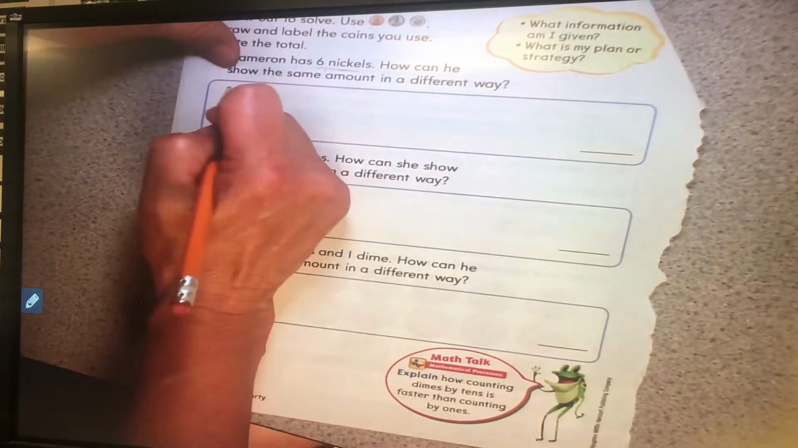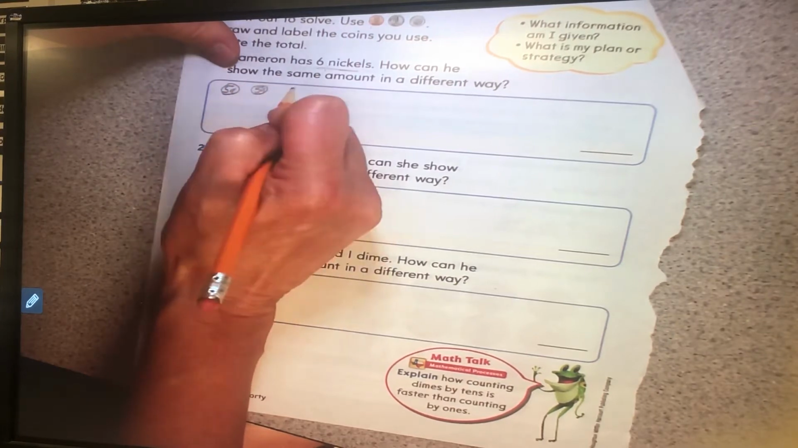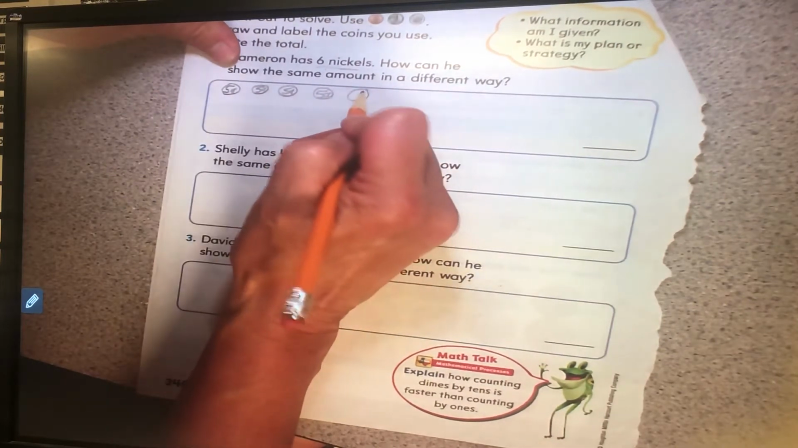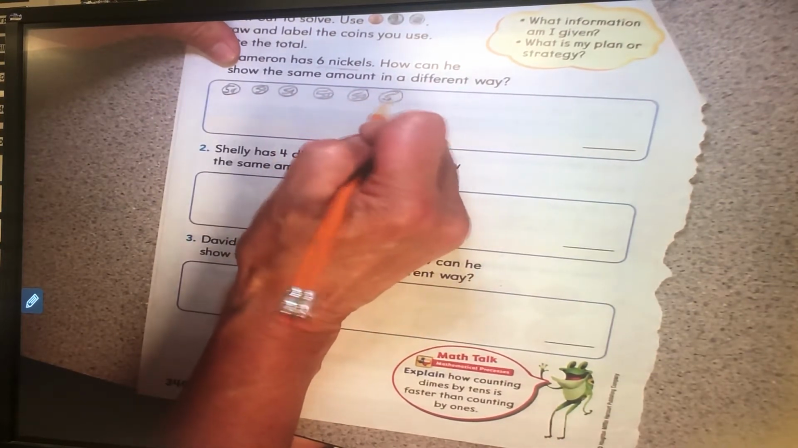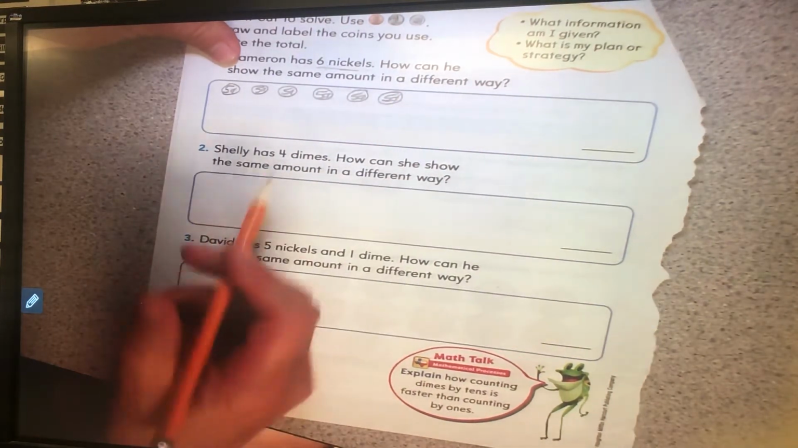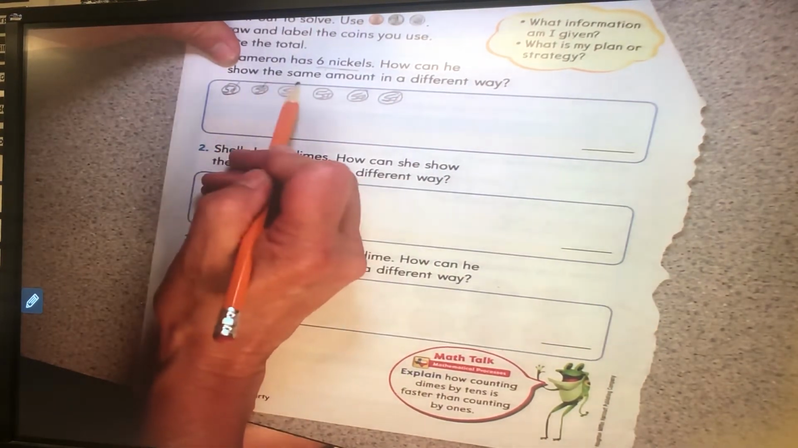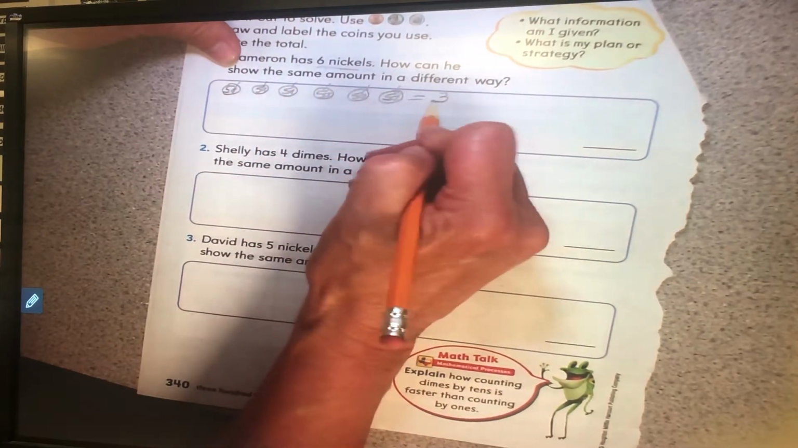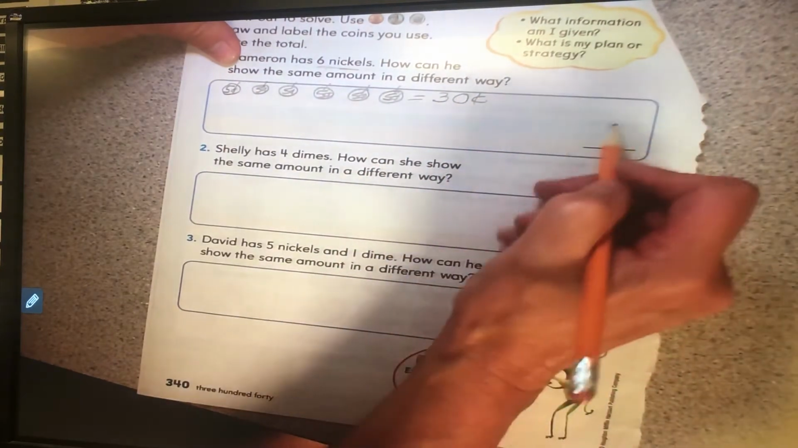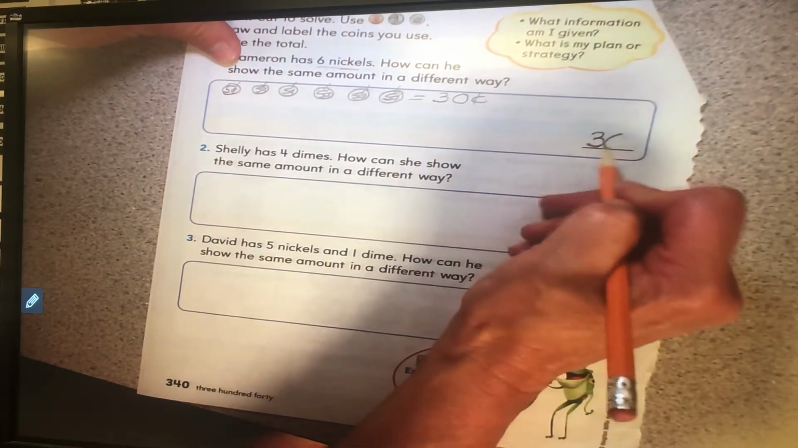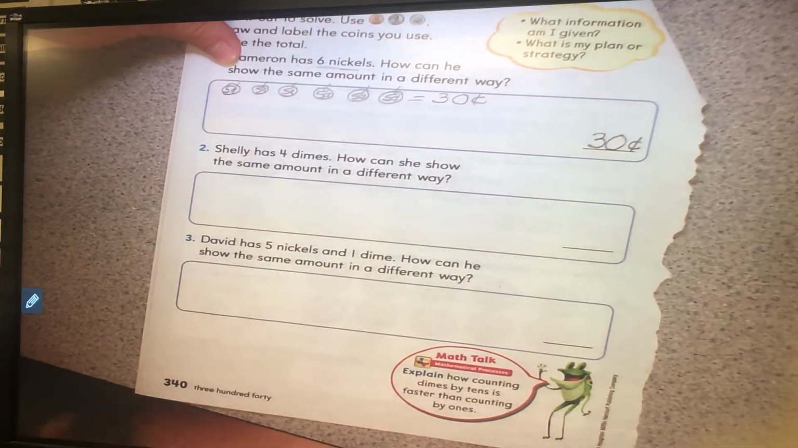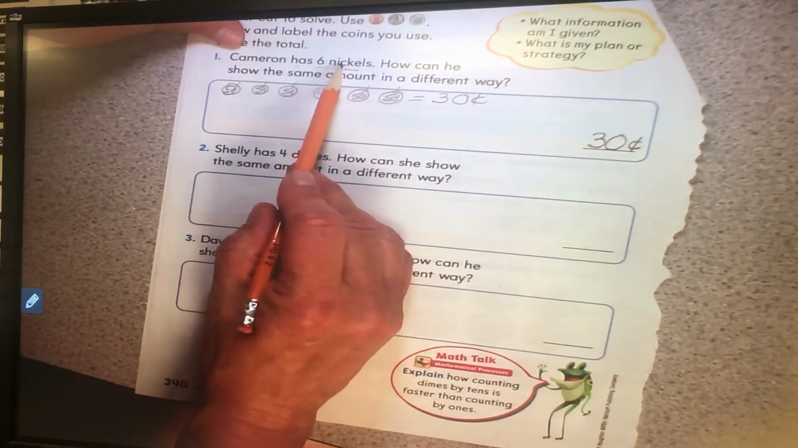So I would take 6 nickels, 1, 2, 3, 4, 5, 6, and I'm going to count it to find the total. 5, 10, 15, 20, 25, 30. So that equals what? 30 cents. So I can go ahead and put my total value here. 30 cents. Now, I need to find a different way to make 30 cents.